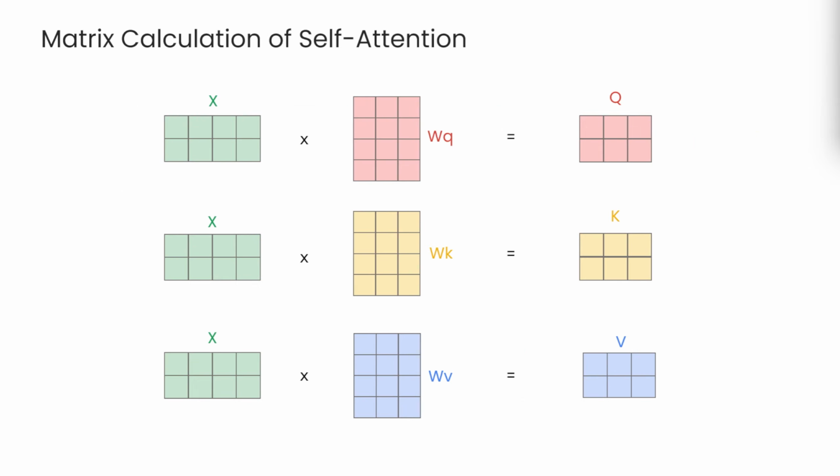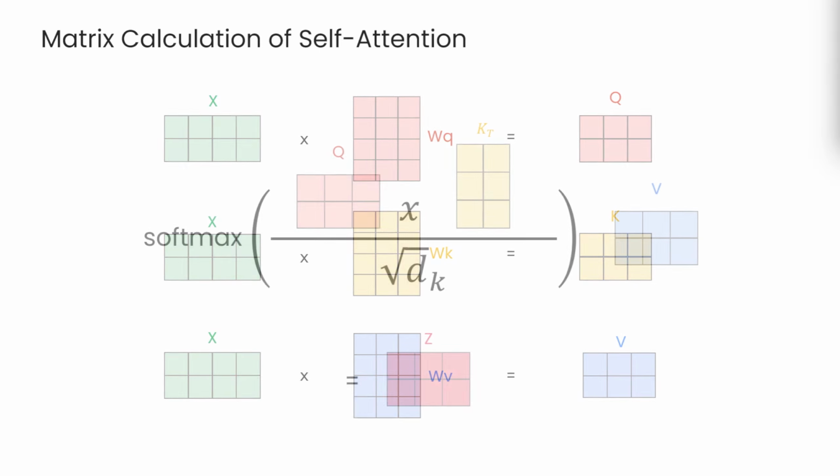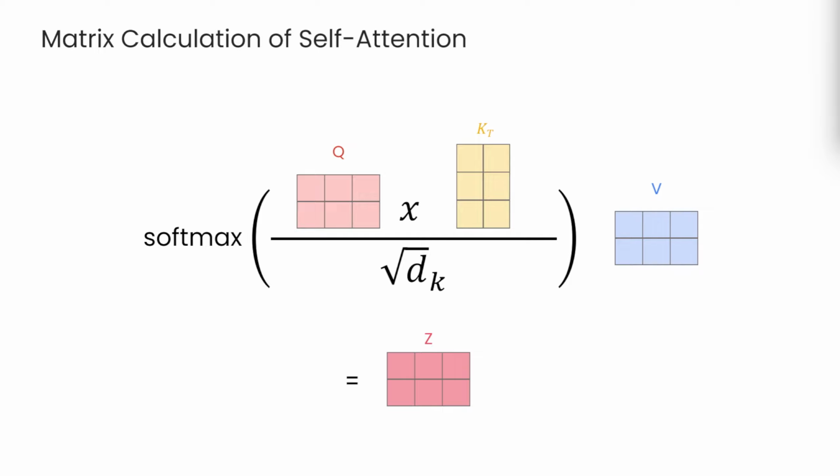In the actual implementation, however, this calculation is done in matrix form for faster processing. The first step is to calculate query, key, and value matrices. We do that by packing our embeddings into a matrix X and multiplying it by the weight matrices we've trained. Finally, since we are dealing with matrices, we can condense all the steps into one formula to calculate the outputs of the self-attention layer.